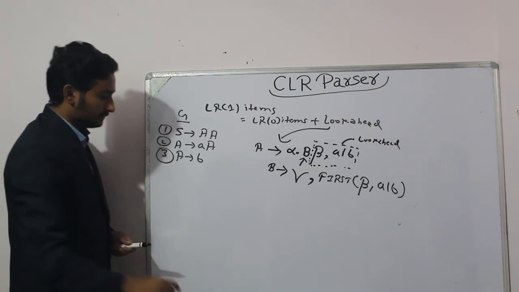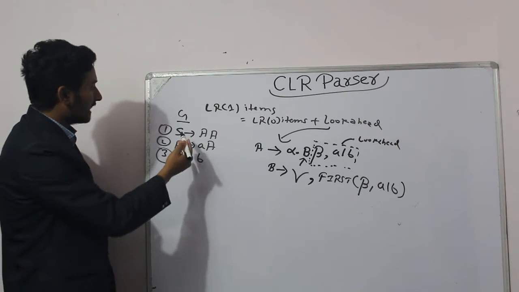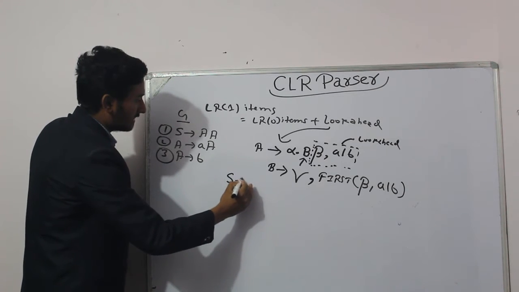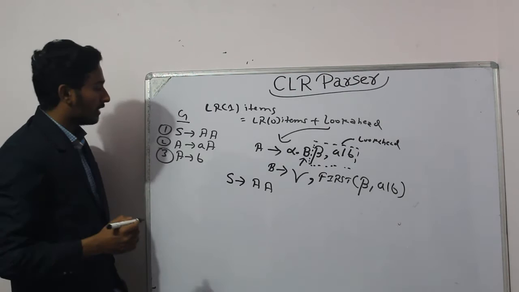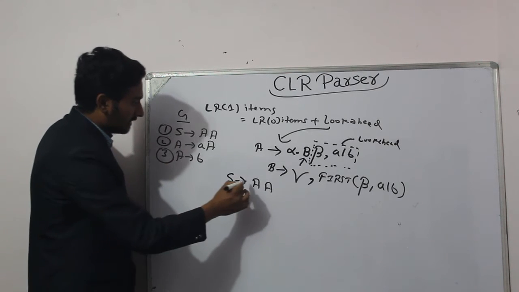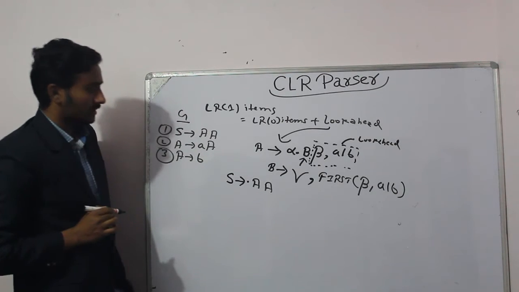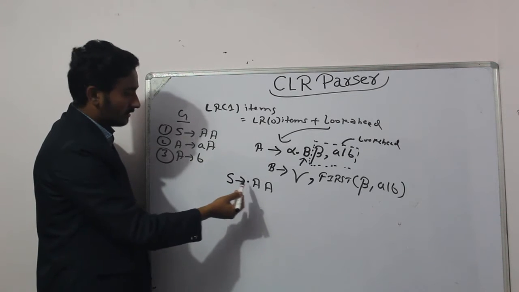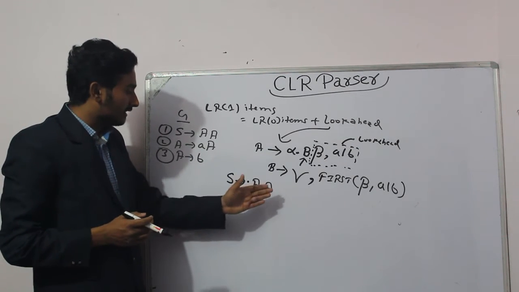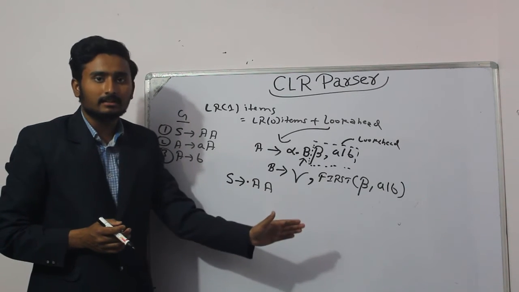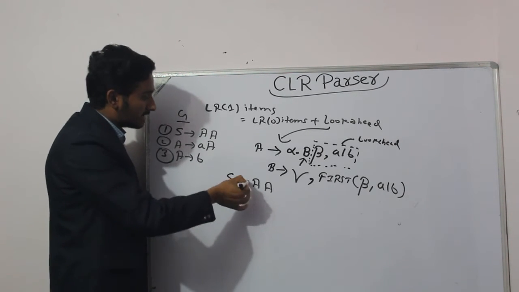Let me show. Suppose we have S derives AA. Now we add a dot to the left of the right-hand side of the production. Why are we doing this? Because initially we haven't scanned anything. So this is about the LR0 items.